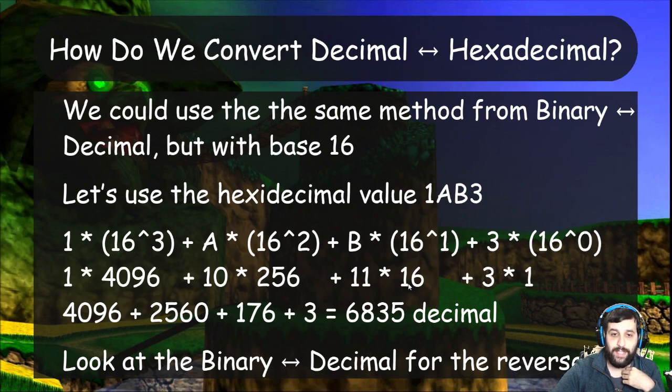16 to the power of 1 is 16. 16 to the power of 2 is 256. And 16 to the power of 3 is 4,096. Add them all together, it equals 6,835 in decimal. Now, if you want to do the reverse, it is the same as binary.